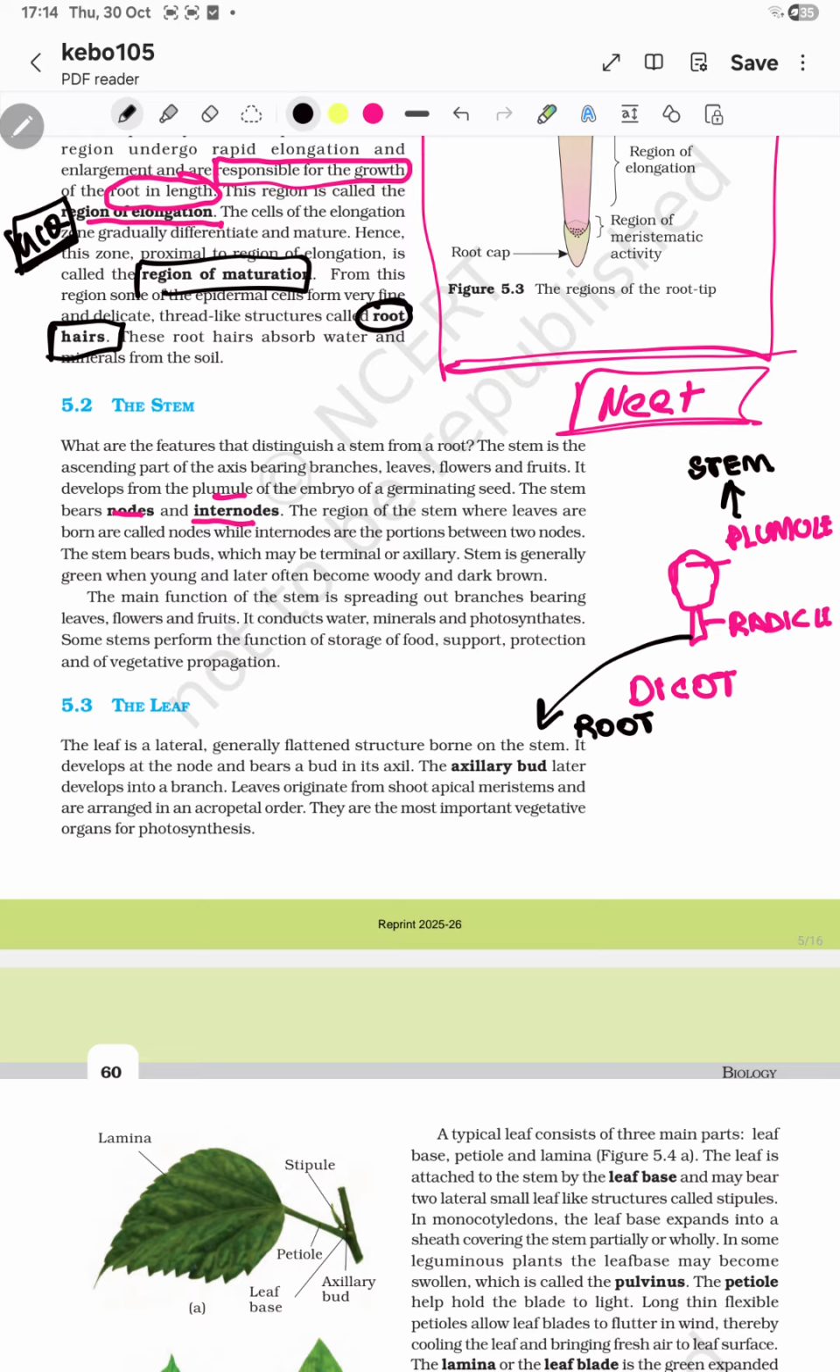So what we must know is, where the leaf originates is called a node. And internodes are the regions between the nodes. That's why they are called internodes. Now, the most important question is, they will ask you, what is the color of the stem when it's young and when it is older? So, when young, the stem is green. When older, it is woody or dark brown.